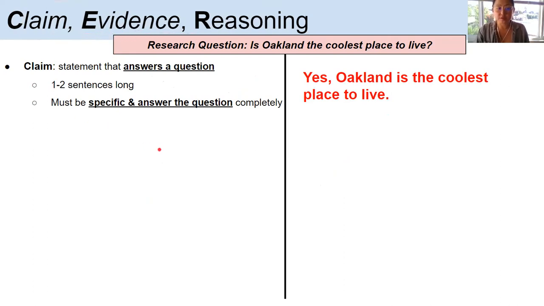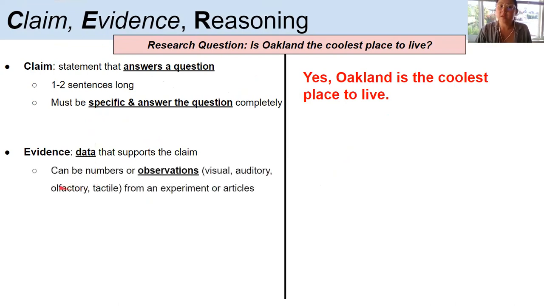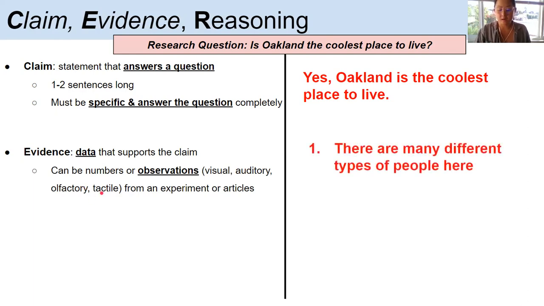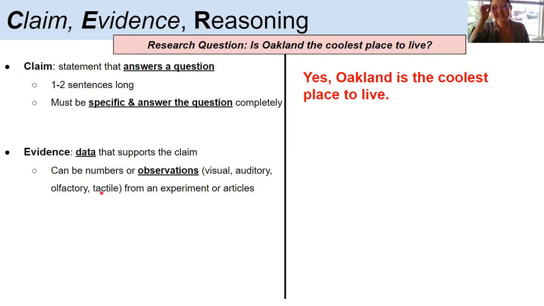So our evidence portion, evidence is data that supports the claim. All right, so it can come in a couple of different forms. It can be numbers or observations. So it can be like literal number data, or it can be something you see, something you hear, something you smell, something you can touch.